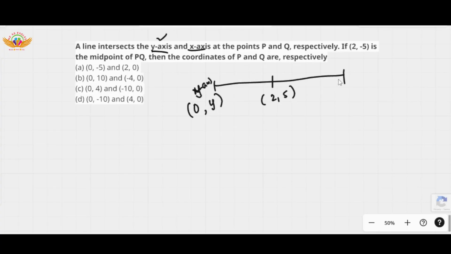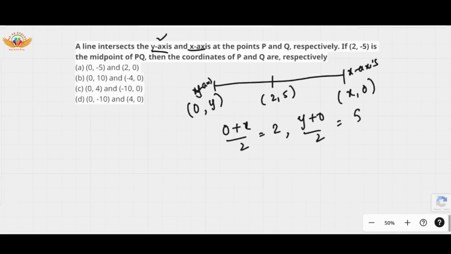And then for x-axis, y term will be 0, and these two terms are exactly intersecting at the midpoint (2, 5). Midpoint means go with the midpoint formula. So (0 plus x) by 2 is equal to 2, directly equating it, and (y plus 0) by 2 will be equal to 5. Done.